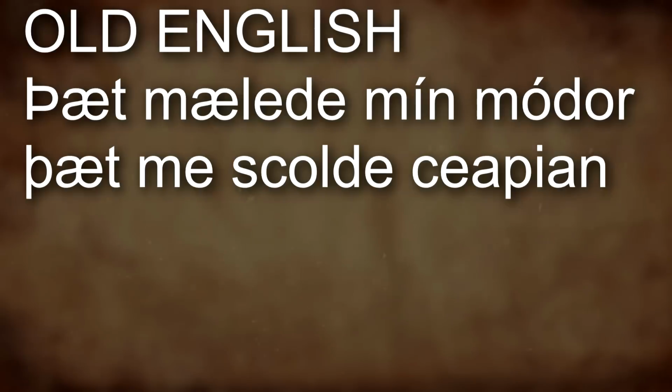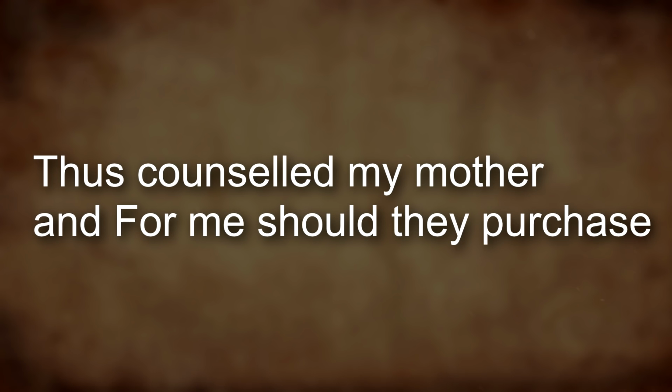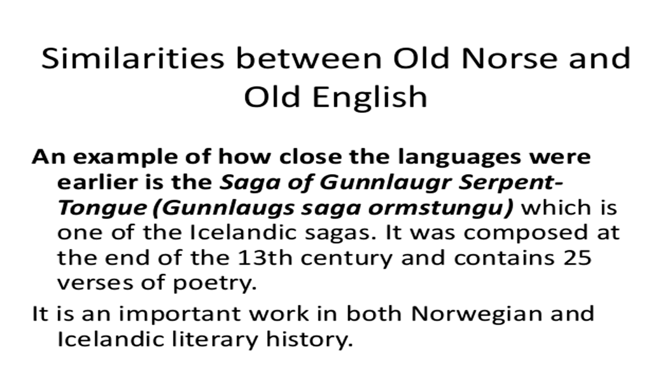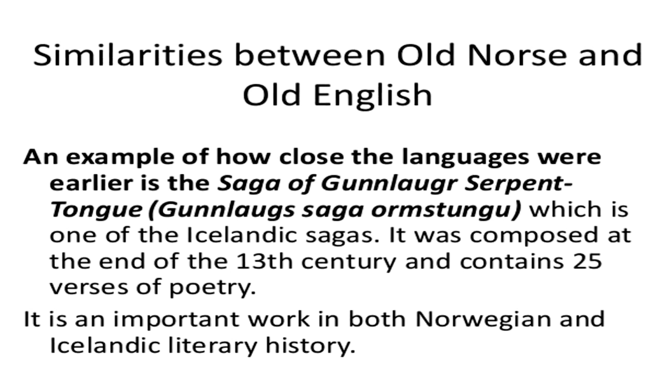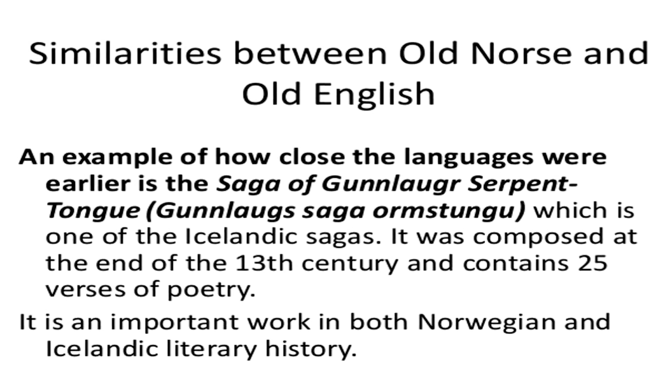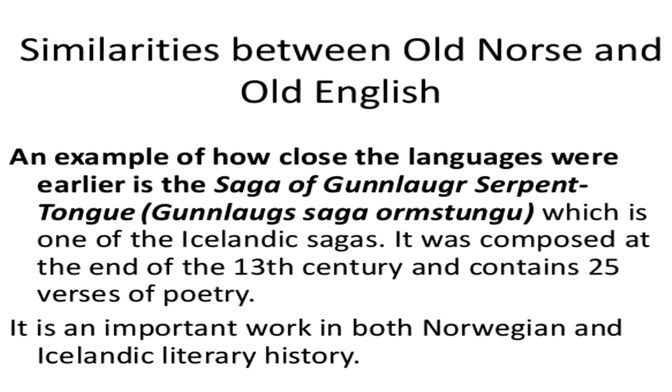Old English, that melede min modor, and that me skolde chiapian, versus Old Norse, that melti min mothir, at mer skildi kaupa, meaning in modern English, thus counseled my mother, and for me they should purchase. This meant that there was almost certainly a high degree of mutual intelligibility between the languages, but it was not at 100%, perhaps somewhere between 70 and 80%.